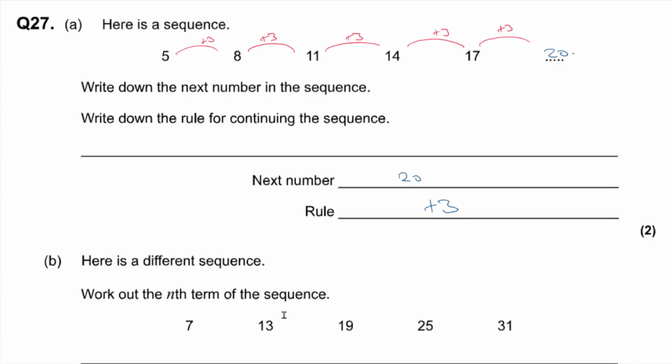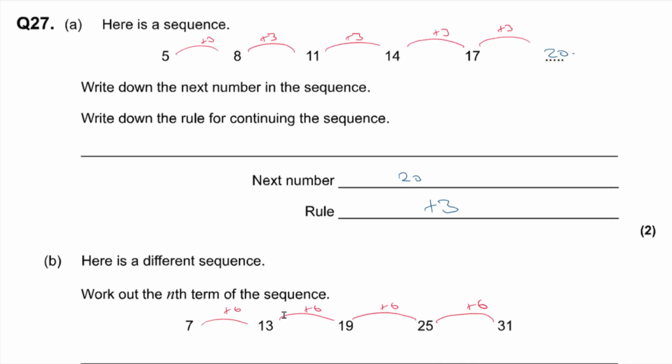Work out the nth term of the sequence: 7, 13, 19, 25, 31. Now, what sort of sequence is this? Well, you can see that the difference between there is plus 6, the difference between there is plus 6, the difference to there is plus 6, the difference to there is plus 6. We're adding 6 each time.